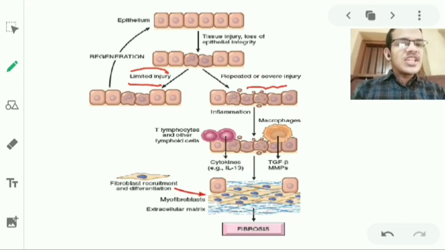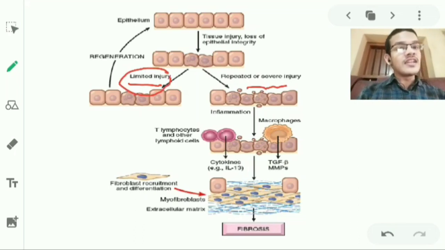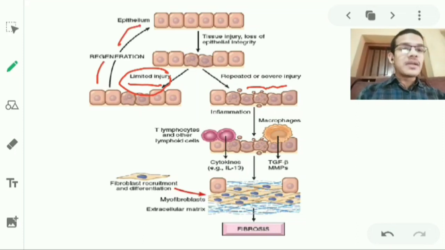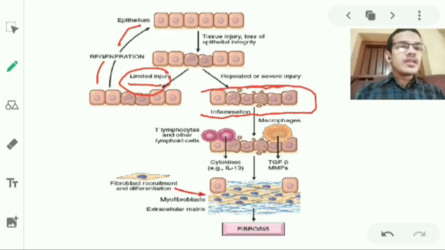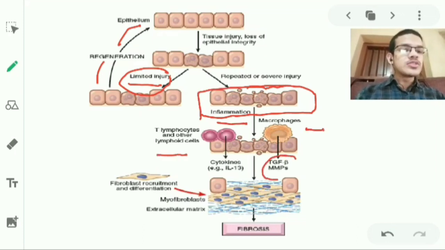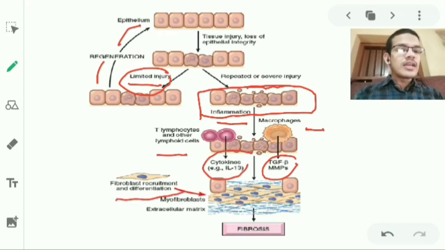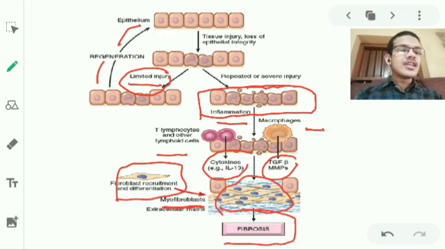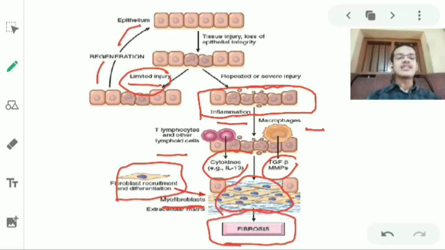If the injury is limited, as we have learned in video 1, there will be regeneration and the epithelium will grow back. But if there is severe injury, this will lead to inflammation, where inflammatory cells will come, produce many mediators, and cause the fibroblast to differentiate into myofibroblast, which will produce a lot of collagen, and that injured area will be replaced by connective tissue, which is known as fibrosis. So fibrosis follows exactly the same mechanism as that of a wound.